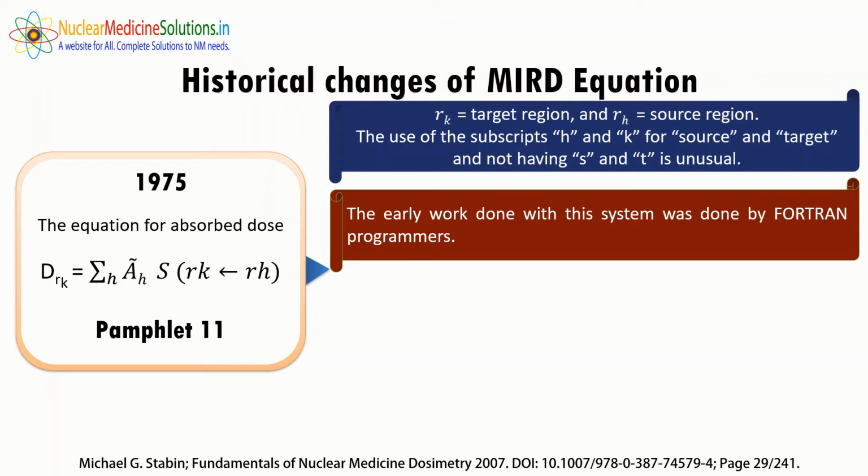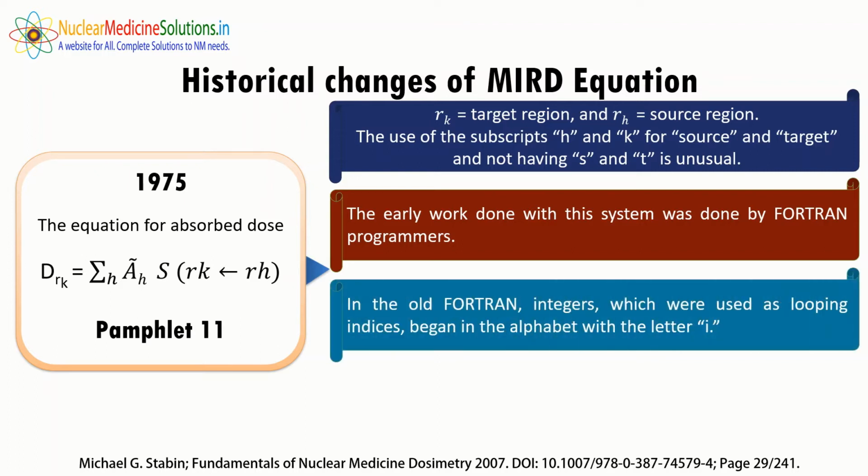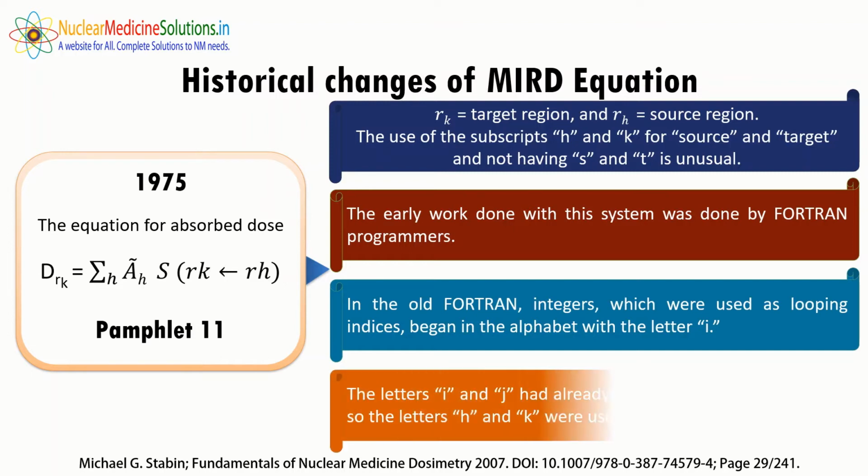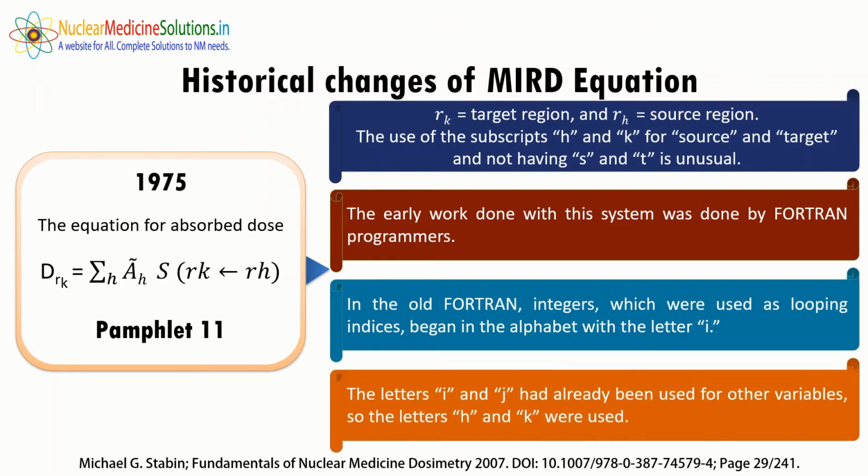The early work done with this system was done by Fortran programmers. In the old Fortran, integers which were used as looping indices began in the alphabet with the letter I. So the letters I and J had already been taken, so the other variables H and K were used.